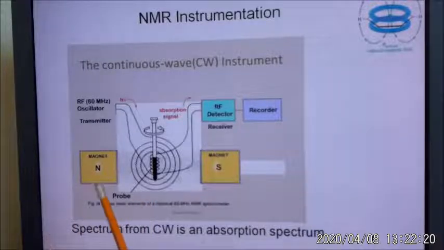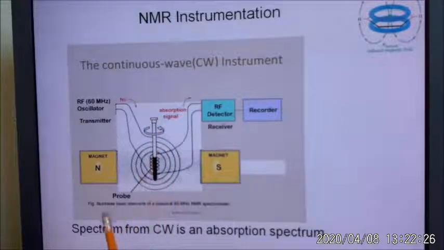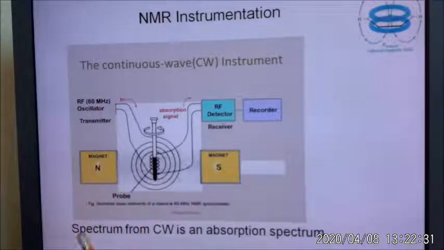So I have basically a strong magnet, and I have my probe, which has its sample, okay? And what happens is I start irradiating it, okay? And then I detect where I get absorption. And that's the classic continuous wave instrument. So like we were talking about with the IR and the monochromator, you're just going to go through and sweep through all of your radio frequencies and then see where you get your absorption. Okay, that's a continuous wave instrument. It does take time. Sensitivity is not that great. Okay, that's a very classical NMR.